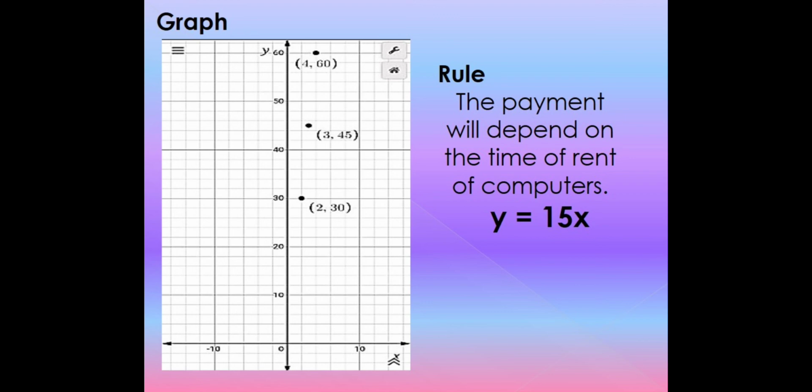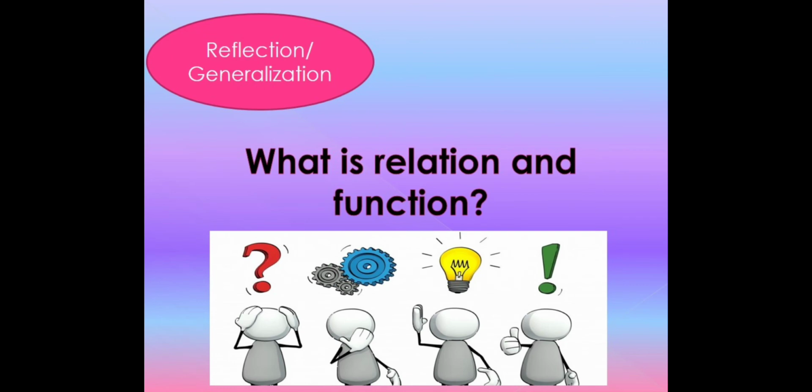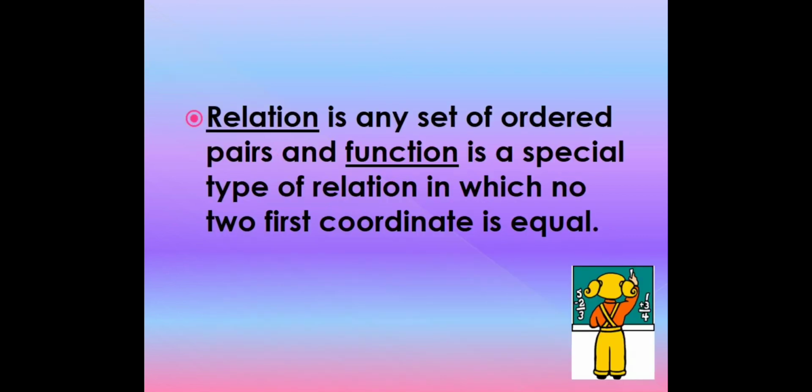Do you have any question? Are you sure? Okay, if you don't have any question, now let's generalize what you have learned today. What is relation and function? So relation is any set of ordered pairs and function is a special type of relation in which no two first coordinates are equal.